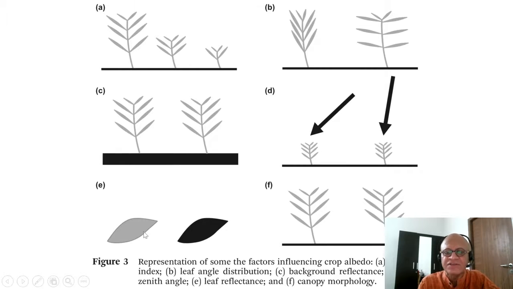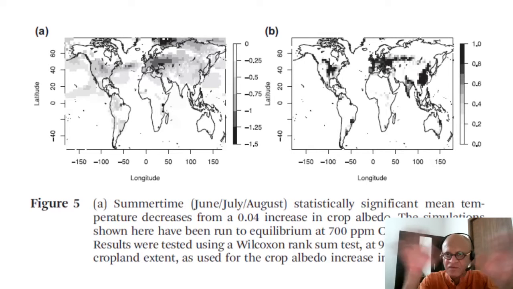Okay, so that is the leaf reflectance, how bright or how dark it is, and the canopy morphology itself in terms of its shape and whether it's a tree that goes up straight or if it spreads, and so on and so forth. We looked at this model result in a previous podcast in the Planet Remade, and this is showing summertime statistically significant mean temperature decreases from a 0.04 increase in crop albedo. So you can see the temperature differences for June, July, August.